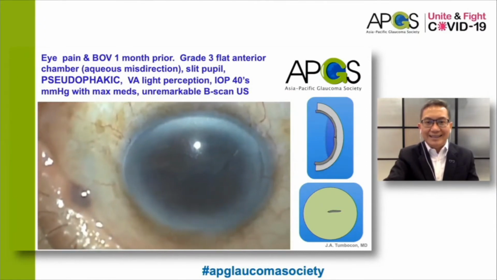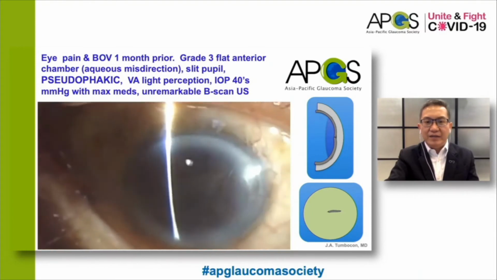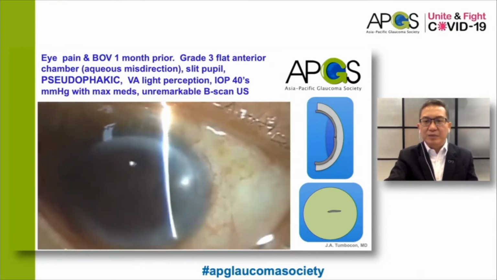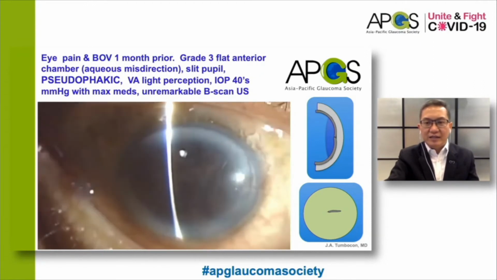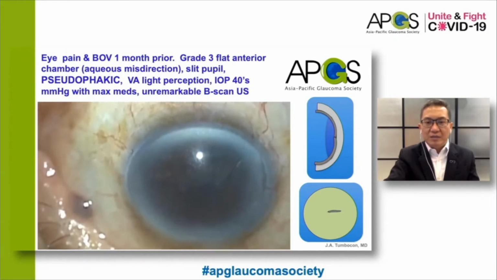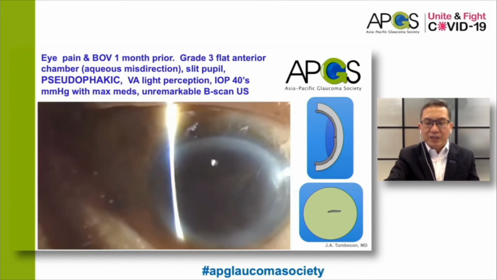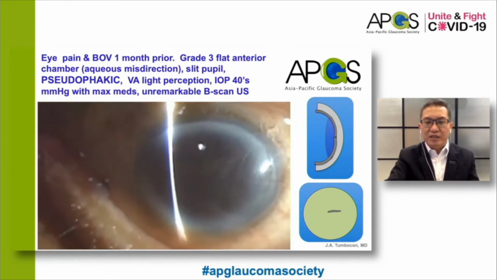This is my last case. This is a pseudophakic eye with a grade 3 flat anterior chamber and a slit pupil. It is further described by the illustration on the right hand of your screen. And the original plan was to do vitreous tap, reformation of the anterior chamber, and pars plana vitrectomy.